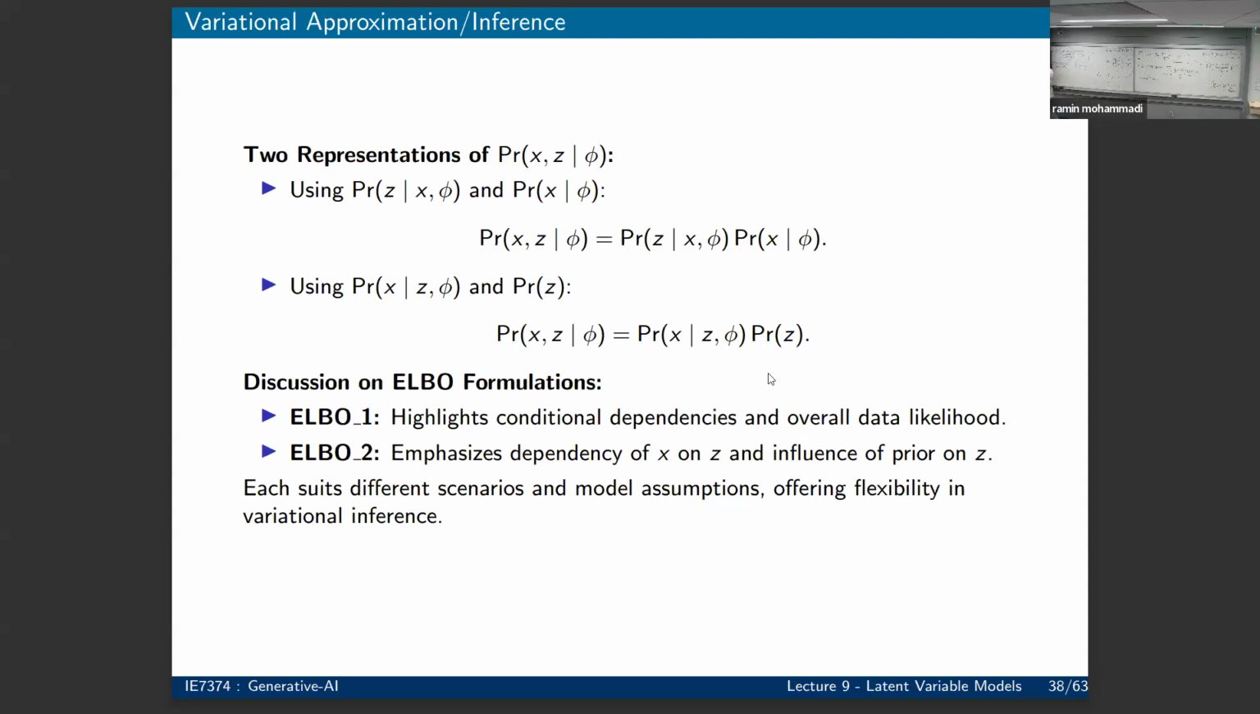Probability of Z given X times probability of X, or probability of X given Z times probability of Z. So depending on which one you present, the definition is going to be different. The first definition highlights the conditional distribution and overall likelihood of the data. The second one highlights the conditional of the data over the latent and the prior of the latent. Both of these are valid, and depending on the domain or what you are trying to do, you can select different ones. You will see both of those technically in literature.